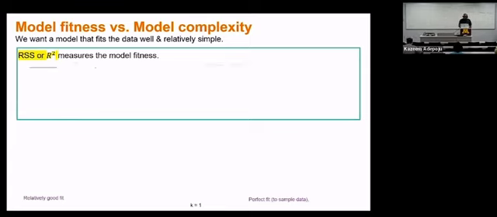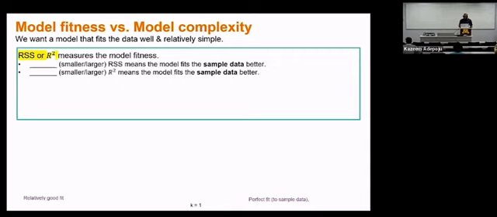Of course, take a look at this. When the residual sum of squares is very small, that model is great. When the R squared is large, that model is great. The residual sum of squares is the unexplained part. We always want to minimize that, and we want to maximize R squared. A smaller RSS means the model fits the sample data better. A larger R squared means the model fits the sample data better. These two criteria are only for model fitness.